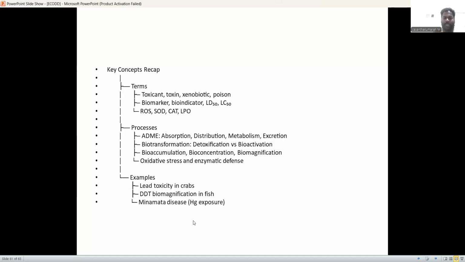As I said, a key concept recap again, what we have done, what I have said. You can see the slides we have done. We have seen the biomarkers, we have seen the LD50. We have seen the terms: what is toxin, xenobiotic, poison. We have seen the process of ADME, biotransformation. We have seen what is detoxification. We have seen what is bioactivation, bioaccumulation, bioconcentration, biomagnification, oxidative stress, and enzymatic defense.